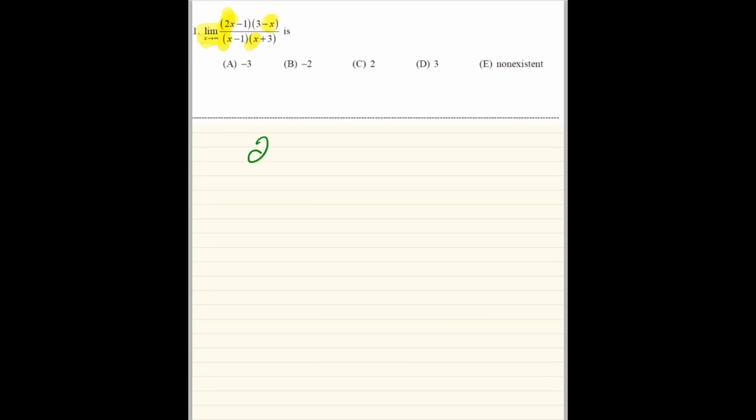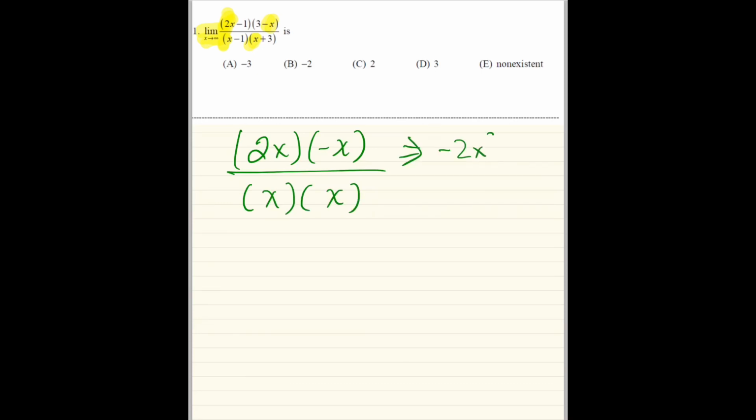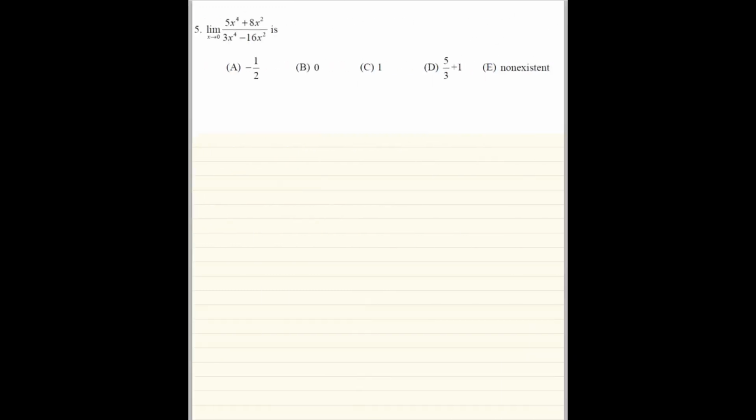So we have 2x in the first guy. We have negative x. Do not forget that negative. In the second guy, we have x and x. This actually gives you negative 2x squared over x squared. So this actually reduces to negative 2, and I'm going to choose choice B. Okay, so that's what we do in limit as x approaches infinity. Highest on top, highest on the bottom.